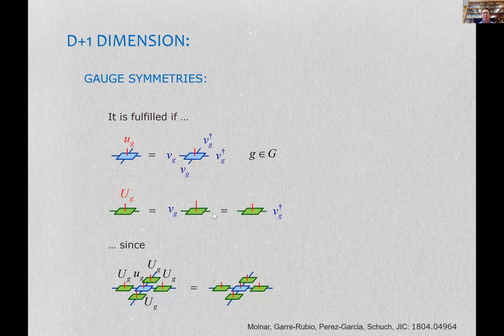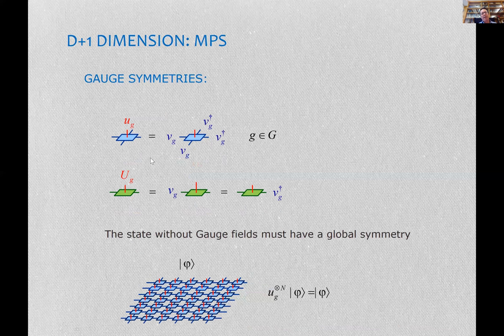Actually, this also motivates a way of building tensor networks that have these gauge symmetries in order to attack problems in lattice gauge theories. And this comes from the fact that if you have the tensors that fulfill these two properties that I mentioned before, and I build a tensor network only including the matter degrees of freedom, so I just take the blue tensors and put them together without the green tensors, then automatically, because I have this property, you get that you have a global symmetry.